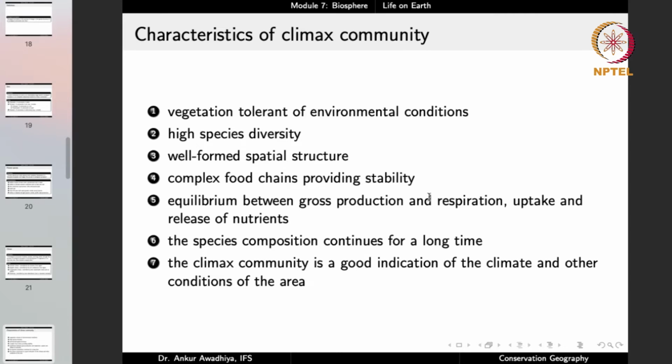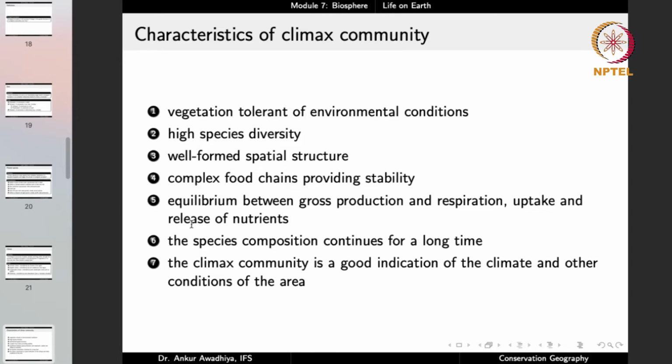And so there has to be a balance between production and respiration. Similarly, there has to be a balance between uptake and release of nutrients. Because if uptake is more and release is less, then you will have a change in the biomass. If uptake is less and release is more, again you will have a change in biomass, which would not be conducive to a steady state condition.